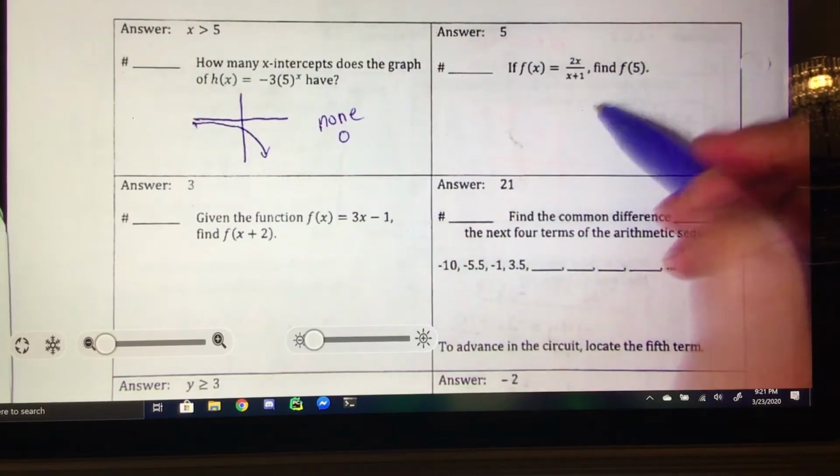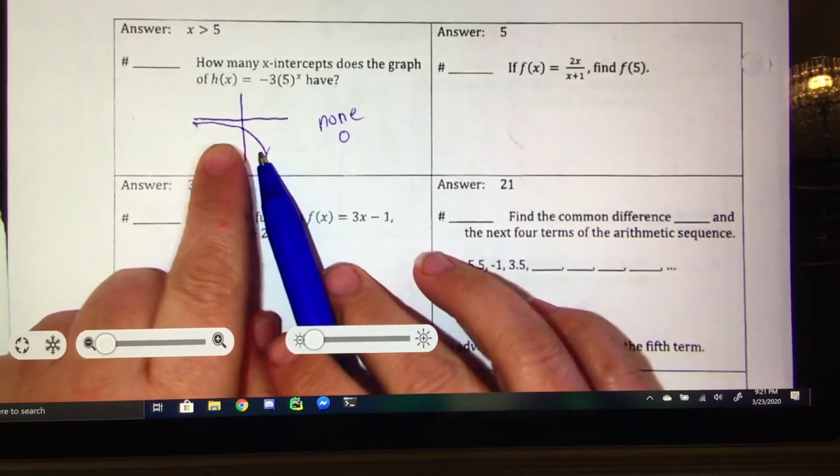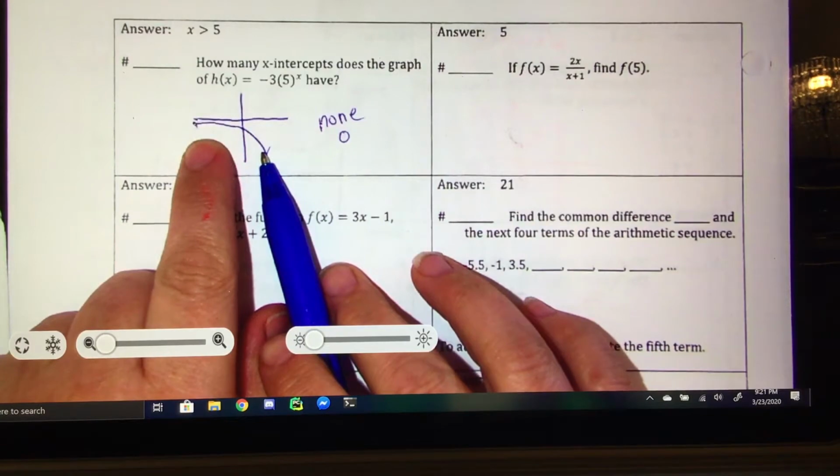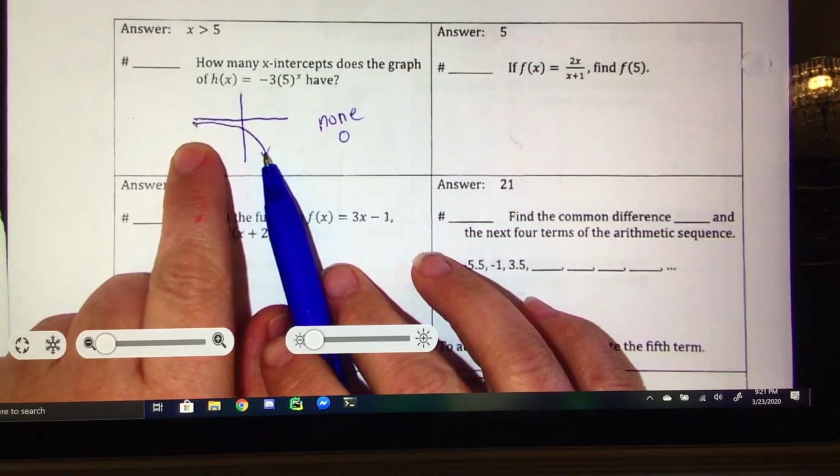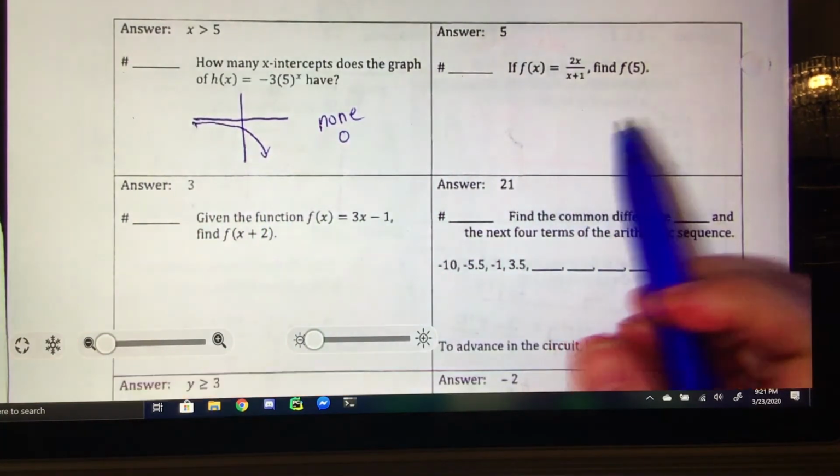Next one. Oh yeah, and if you look on your graphing calculator, the numbers will get so close to x being 0, but no, they just get tinier and tinier.